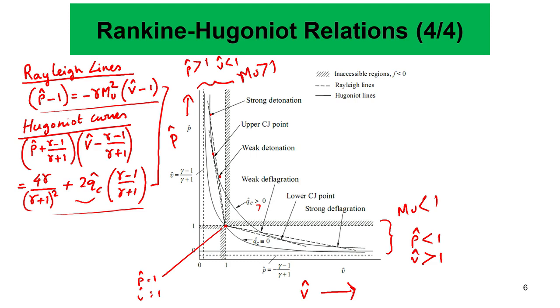And it will be seen that there is nothing called a weak detonation that does not exist, because you will see that essentially what happens is that it can be shown by setting QC to be 0.